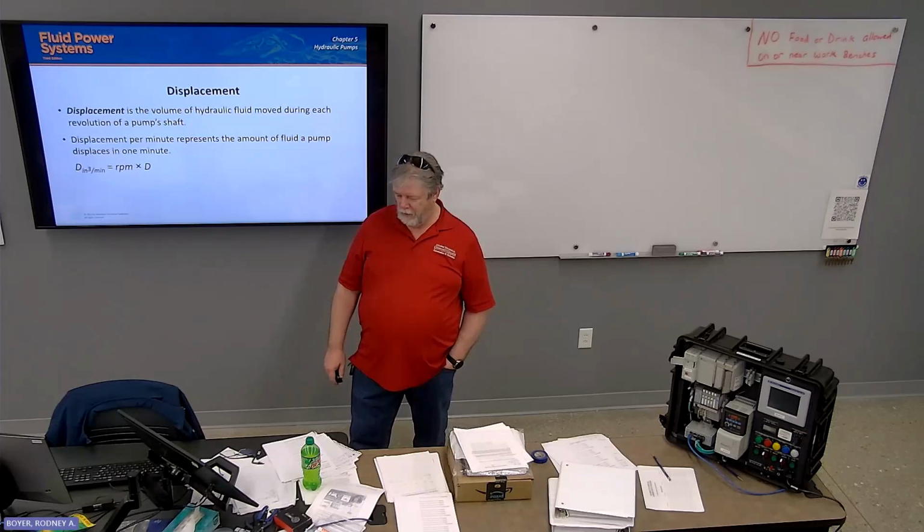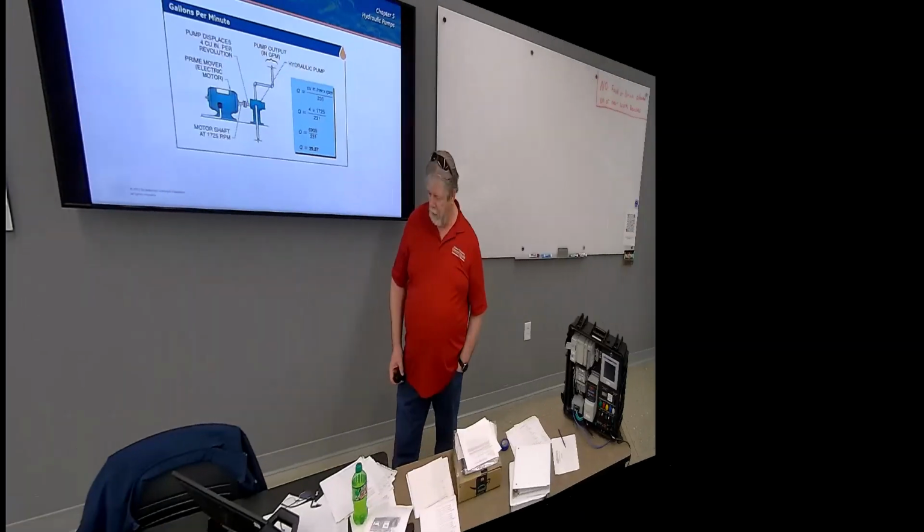So, displacement in cubic inches per minute is equal to revolutions per minute times the displacement. Gallons per minute: in this case, the pump displaces 4 cubic inches per revolution. The motor shaft is run at 1725 RPM.